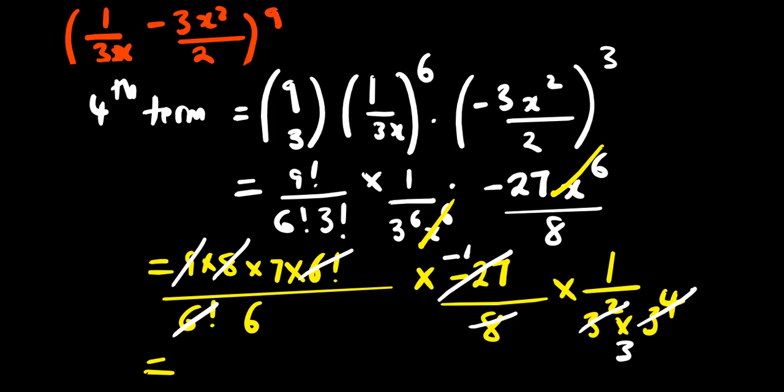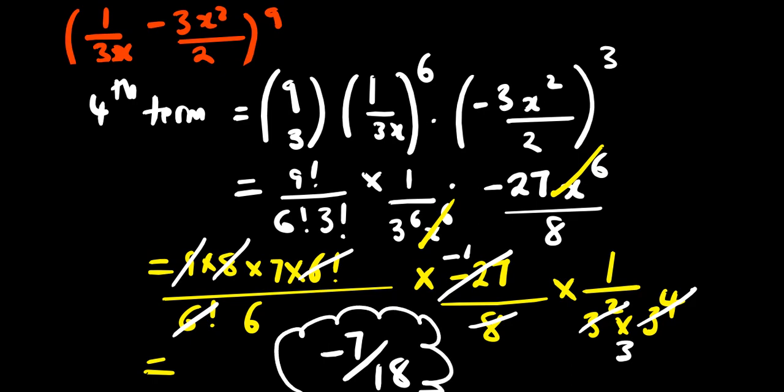I think when we reach here we've got enough. 7 multiplied by the negative that is here, we're just going to have negative 7 on the numerator over 6 multiplied by 3 down, which will just give us 18. So this will be our final answer, the term independent of x in this expansion.